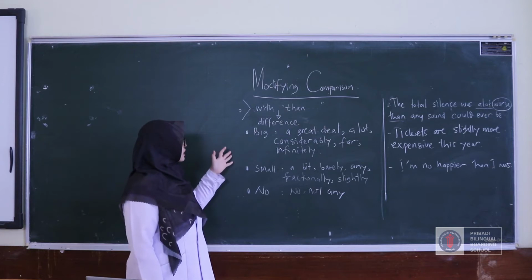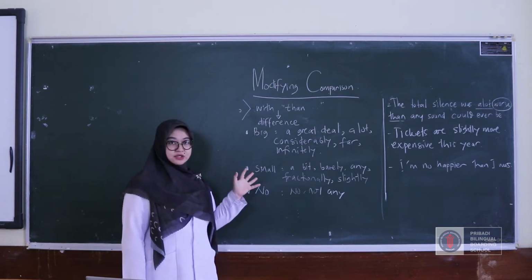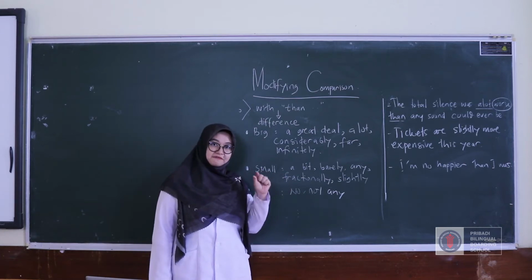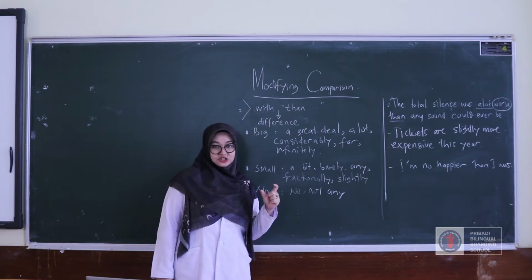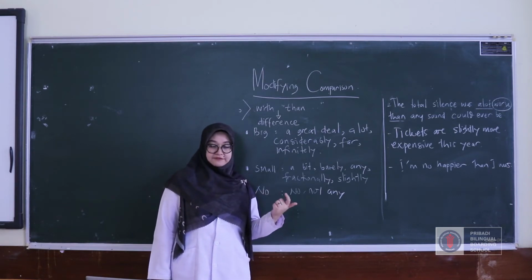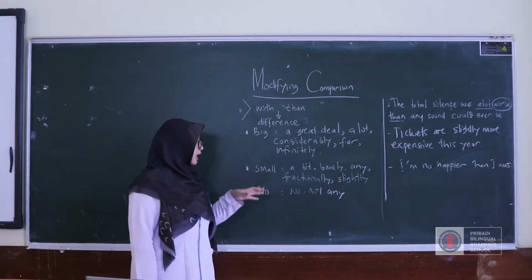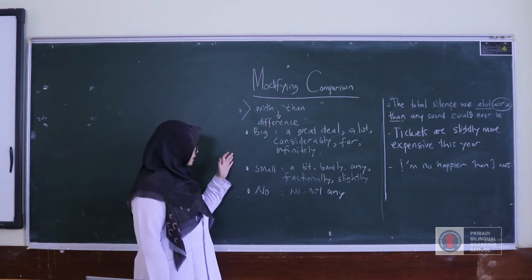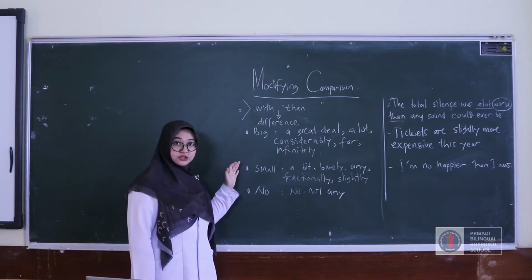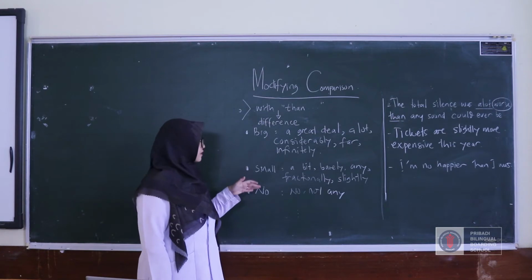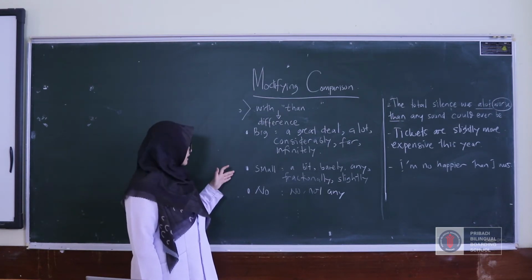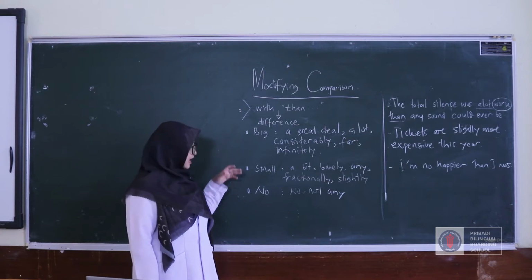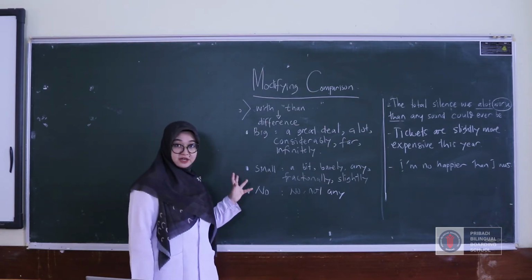As you can see here, the modified comparative is used to show the difference in each of the things that you compare. It can be an adjective, it can be an adverb. I have categorized them into 3 parts. The first is the big difference, the second is small difference, and the third is no difference at all.